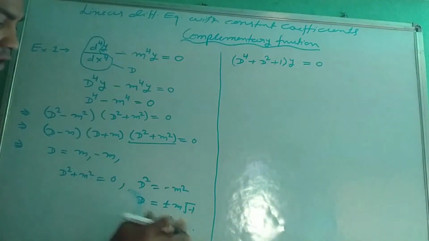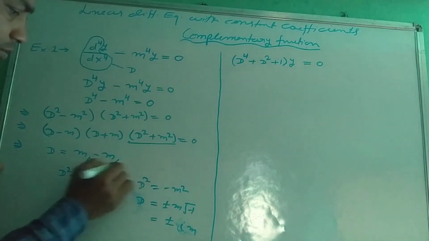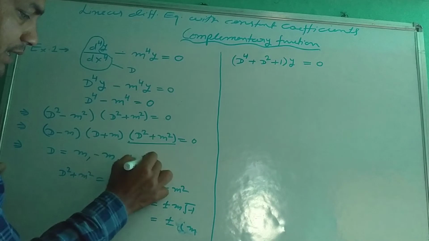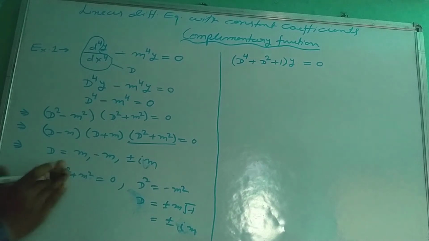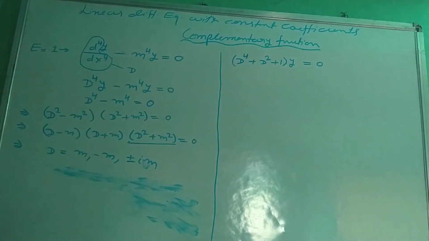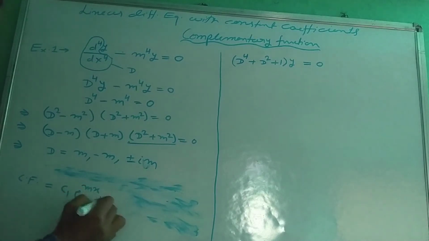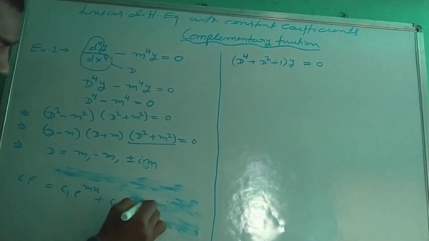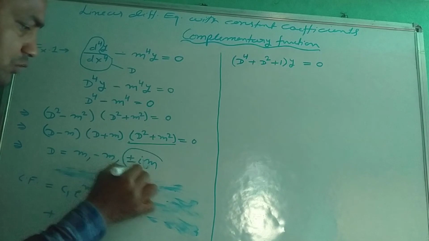Okay, m iota or iota m, right? So the roots of this equation are plus minus iota m. So if we want to calculate the complementary function of this equation, then the complementary function is c1 e to the power mx plus c2 e to the power minus mx, and plus next is the complex root, and this complex root we can write in the form of 0 plus minus iota m.